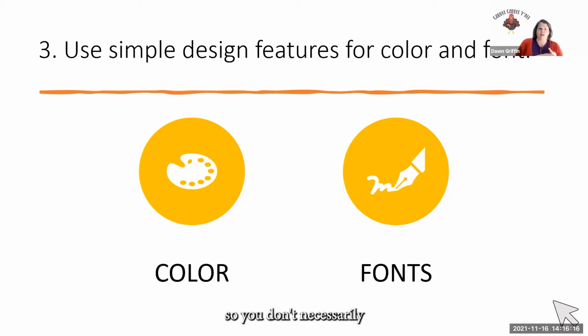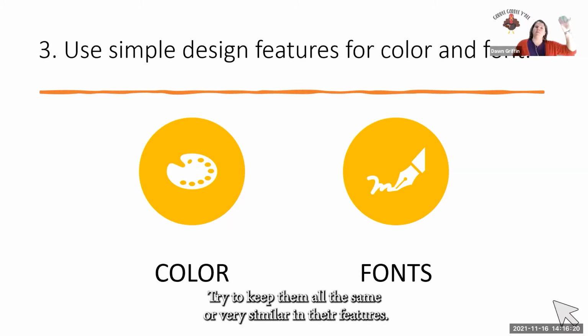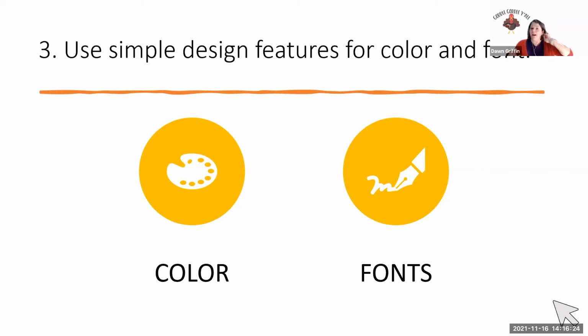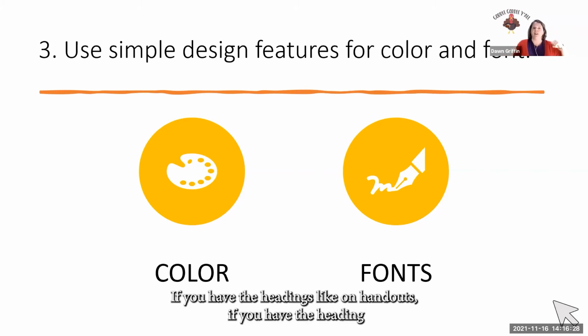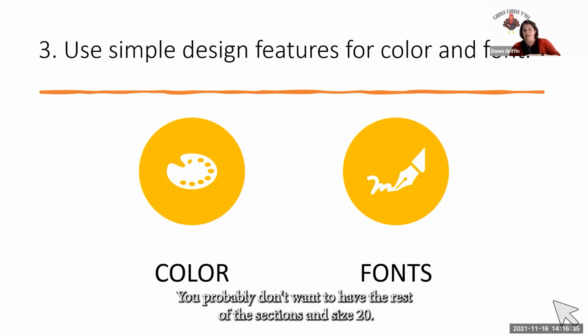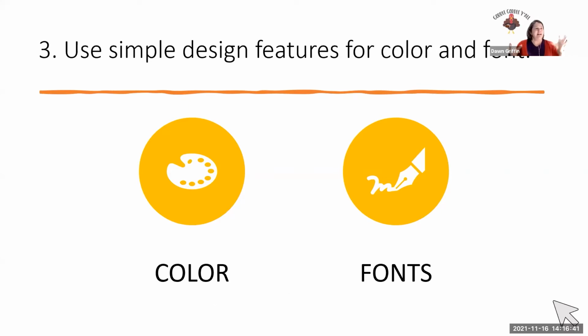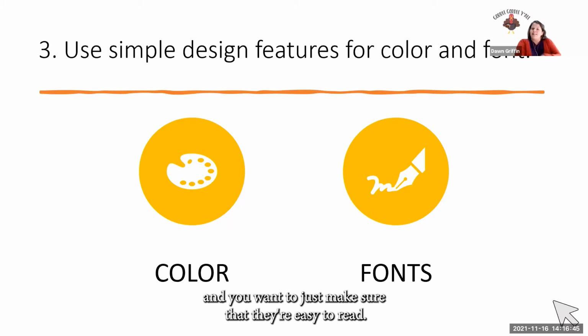So you don't necessarily want to use 16 different fonts on every single slide. Try to keep them all the same or very similar in their features. And then same thing with sizes. If you have the heading for one section in size 14 on handouts, you probably don't want to have the rest of the sections in size 20. Keeping them all the same just keeps that cohesiveness. It makes our brains happy. And you want to just make sure that they're easy to read.